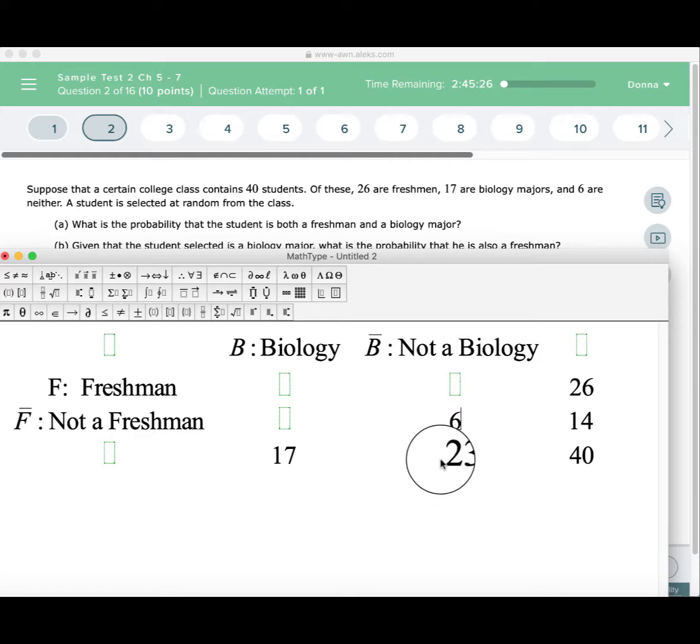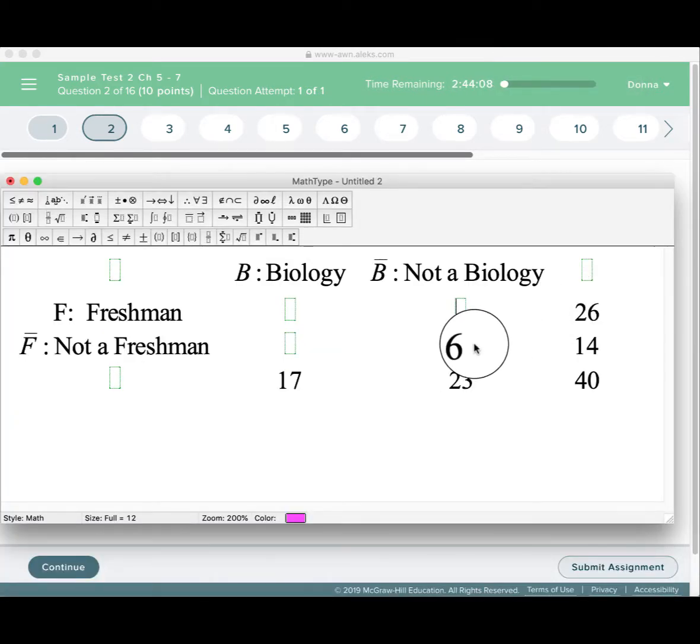Now that I have the 6, I can fill in the other values. Again, 6 that are neither. If I take 23 minus 6, that's going to give us 17. And once I know that 17 are not a biology major, but they're freshmen, I can take that 26 minus 17, and then 17 minus 9 is going to give us the rest.